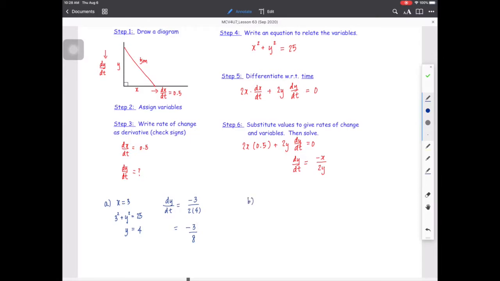Part B, we can do something very similar. Part B, the top is 2 meters above the floor, so y is 2. x squared plus 2 squared is 25. x squared is 25 minus 4, 21, so x is the square root of 21. As a result, dy by dt in this scenario is negative root 21 over 2 times 2, or negative root 21 over 4 meters per second.